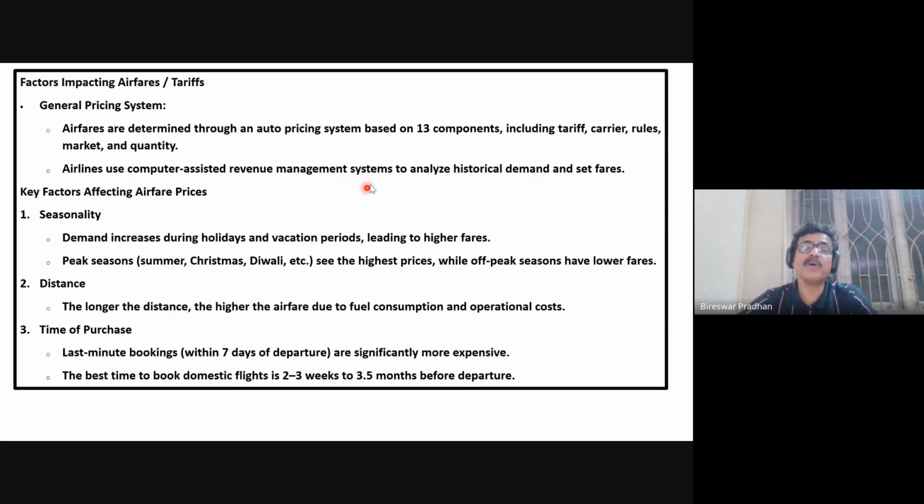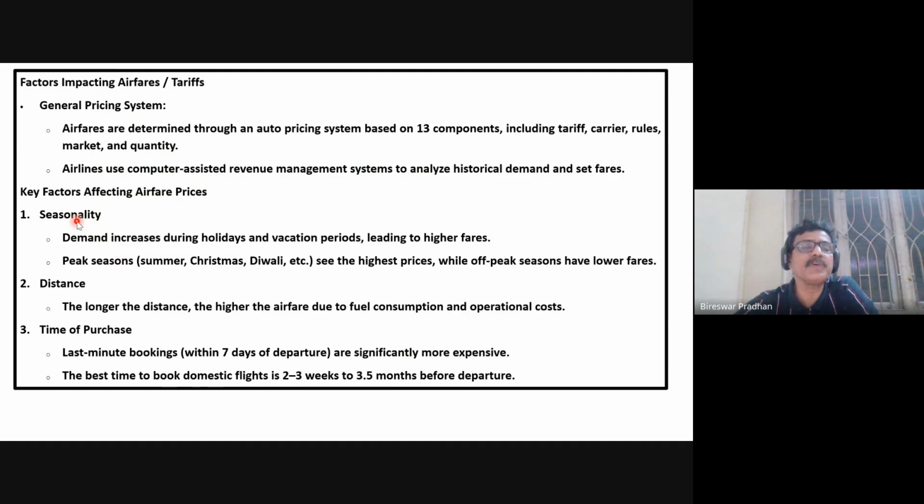So they understand whether the demand will be there on a particular date or not. So past data also helps in this regard. Now, a key factor affecting airfare price is seasonality. In the seasonality of tourism, the demand for air travel is more.